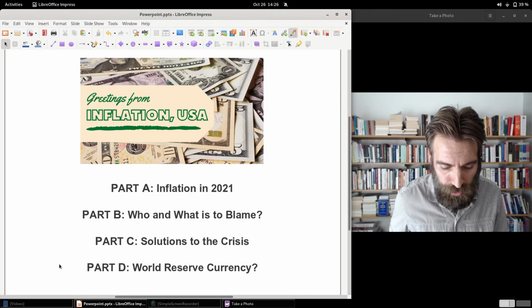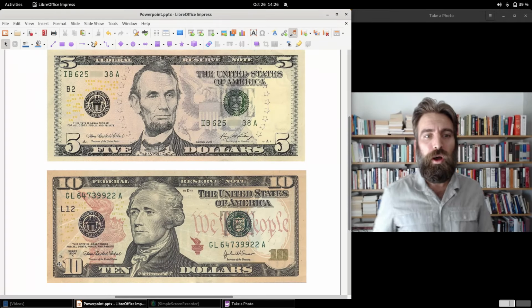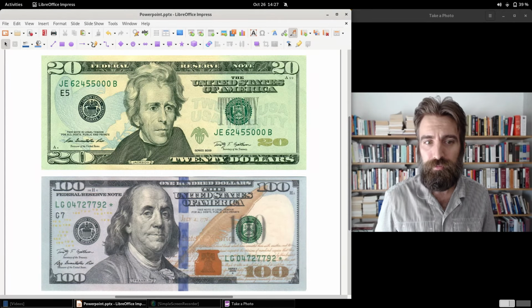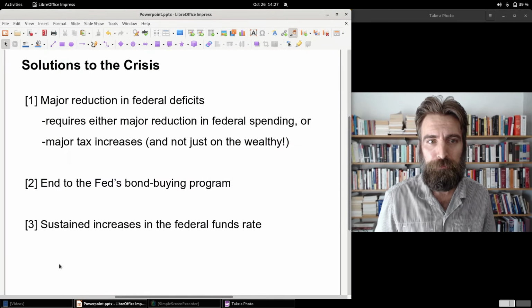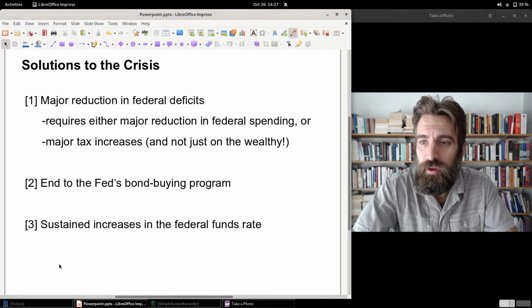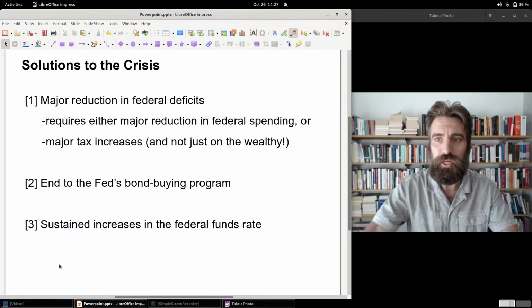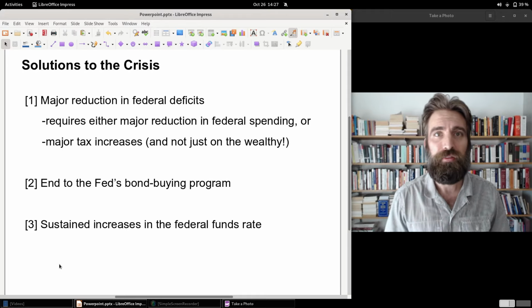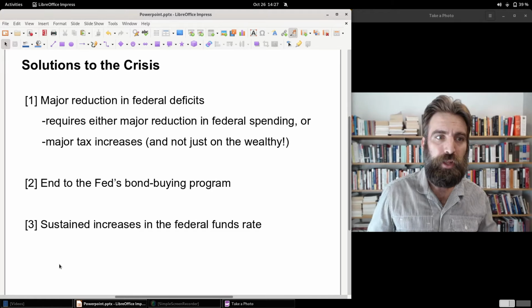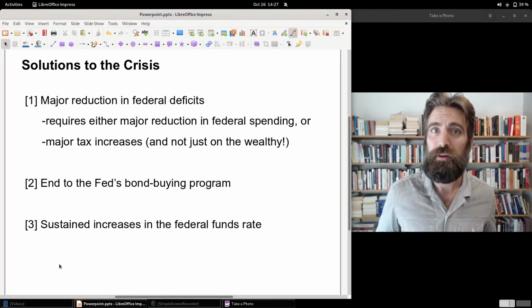And that's the next part. Part C, solutions to the crisis. What do we do to save the dollar with all this going on? What do we do? Three things. First, you have to have a major reduction in federal deficits. So the deficit spending must be majorly reduced. Now, how do you reduce the deficit?